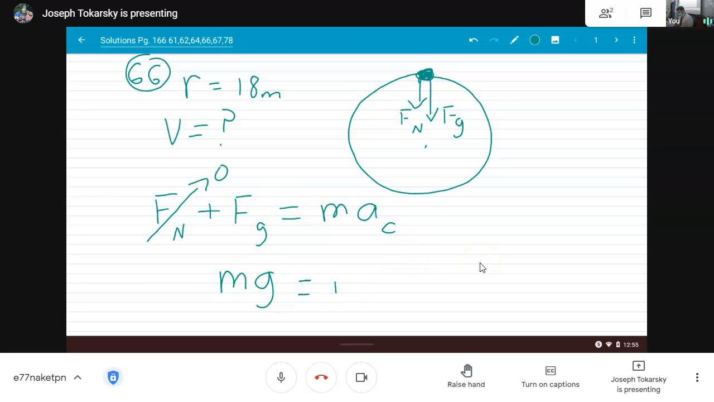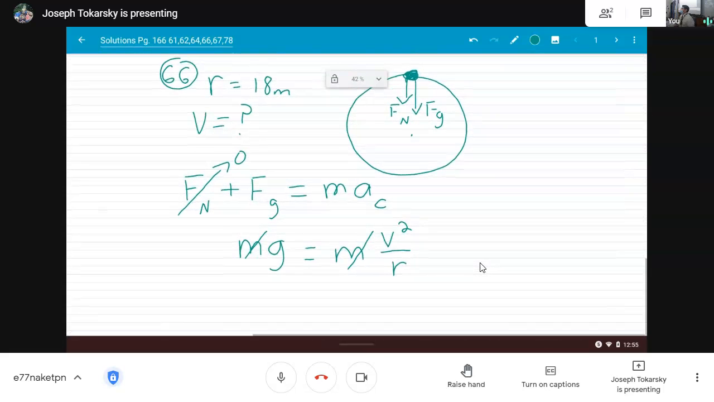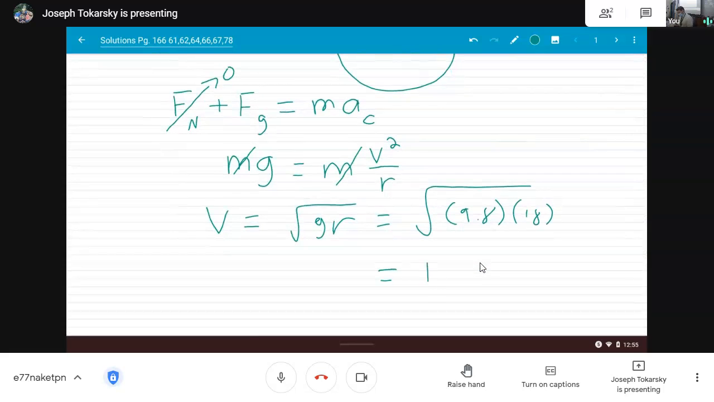Equals m, and at this point, I'll replace the centripetal acceleration with v squared over r. The masses cancel, which shows us that we don't need a whole lot of information if we do this right. We just need the radius and to remember the fact that little g is 9.8 on Earth, and that will be v will equal the square root of g times r when we do the algebra correctly. So that will be 9.8 times 18. Run those numbers and we'll get about 13.3 meters per second.